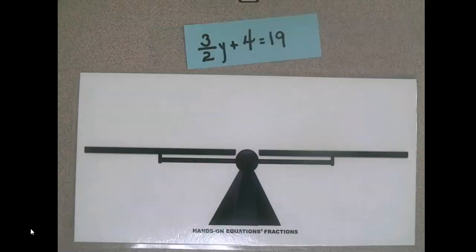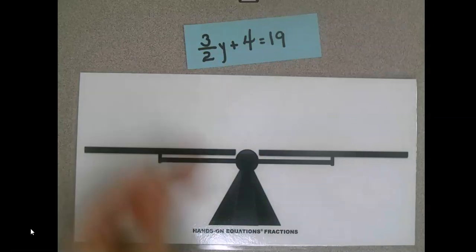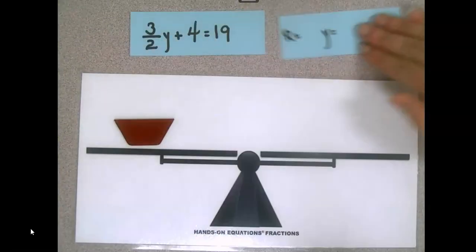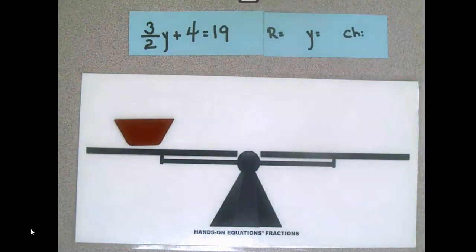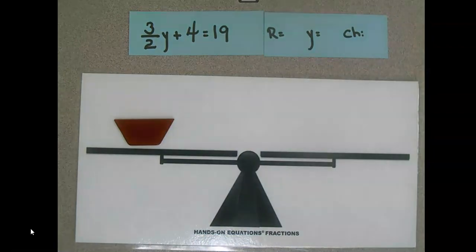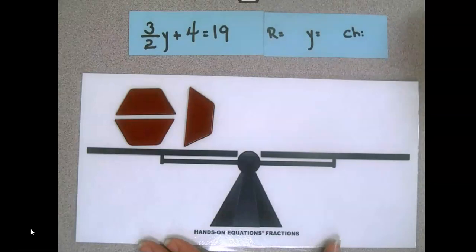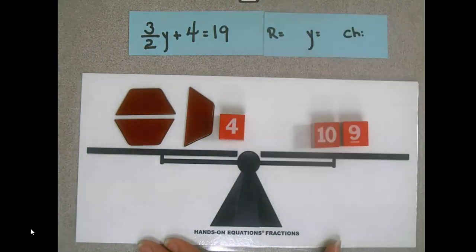Our next problem is 3/2 of y increased by 4 is equal to 19. And since our half block is represented by our red blocks, we will be solving in this problem for our red block, our yellow block, and then we will do our check. So to set up our problem, we would put 3/2 plus 4 is equal to 19.